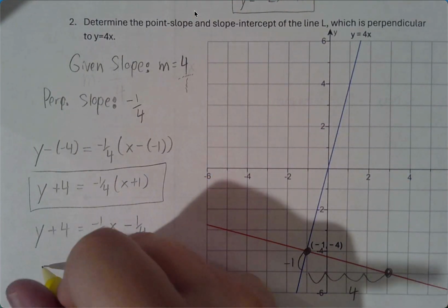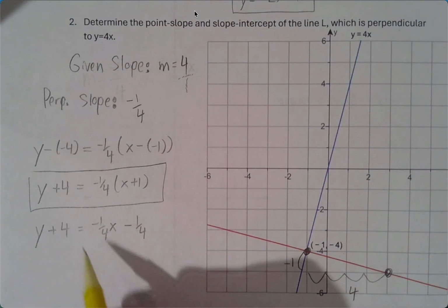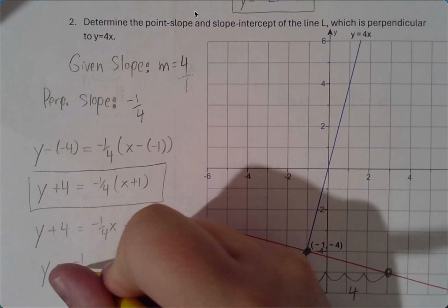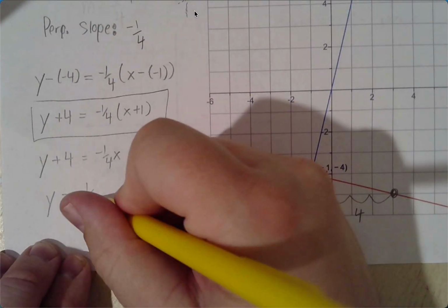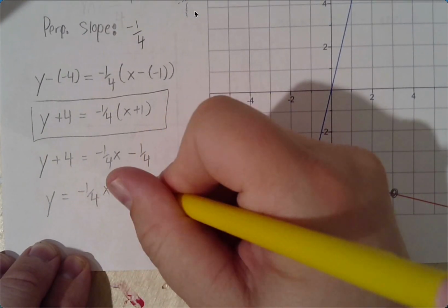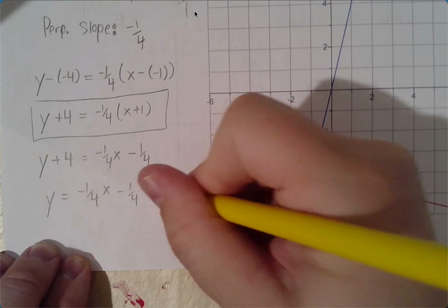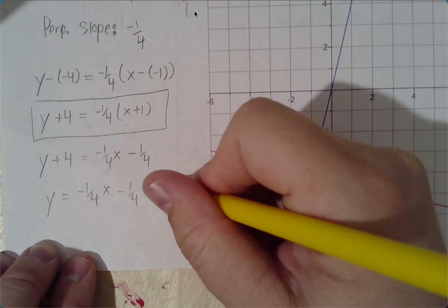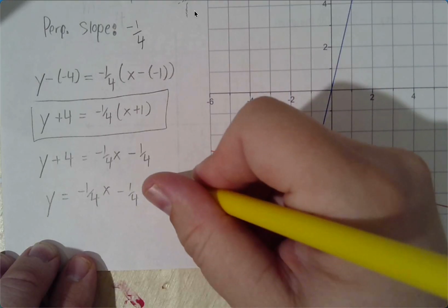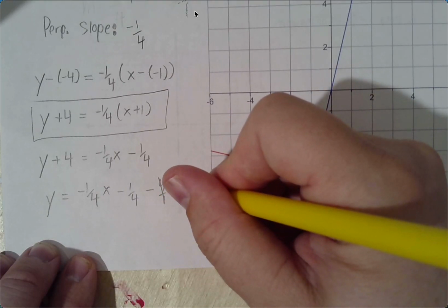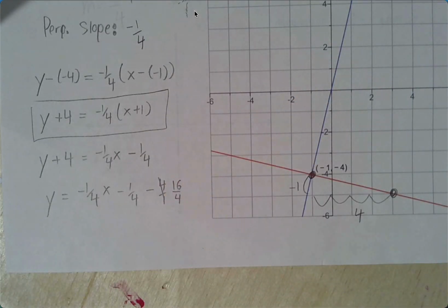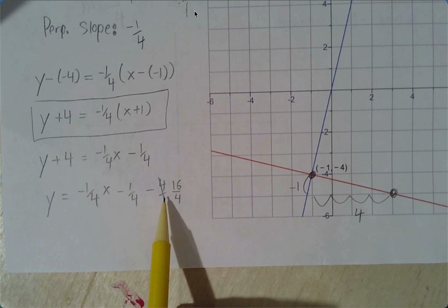Now, this last part, to get y truly by itself, I need to subtract 4. Here's how I'm going to write that. If I subtract 4, I'm really subtracting 4 over 1. Now, if you'll bear with me, I'm going to write it like this, which is really the same as subtracting 16 over 4. Now, what on earth am I doing there? Here's the answer. I'm getting common denominators.